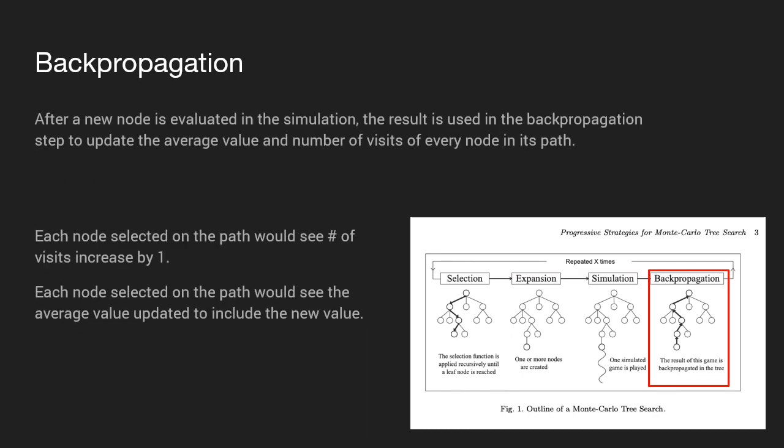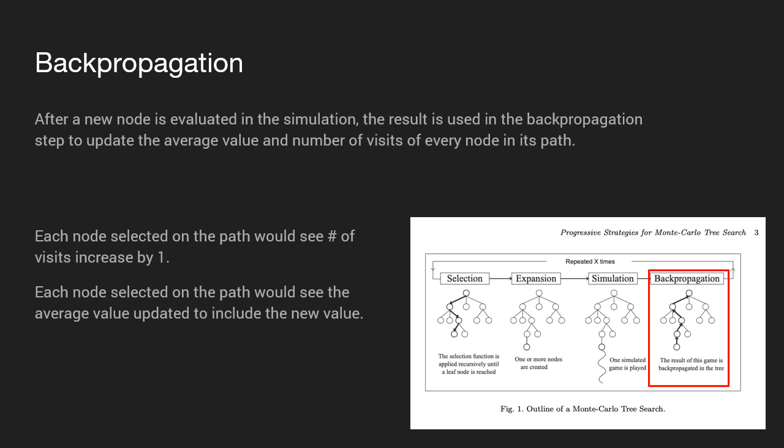So we've done our Monte Carlo simulation, we get a result. Our last step here is backpropagation. And backpropagation is how we update this information for each node, the visit count and the average value, not just for the leaf node or new node, but for every node on that path.